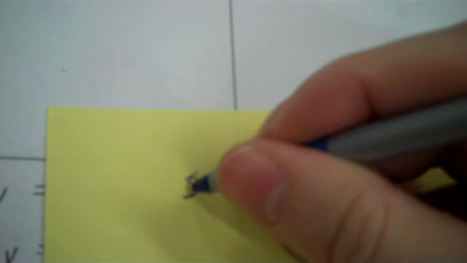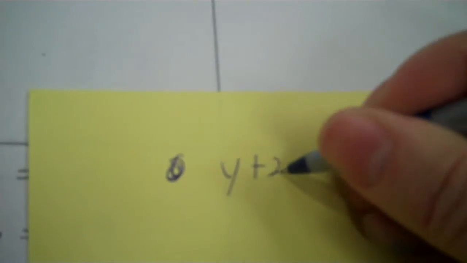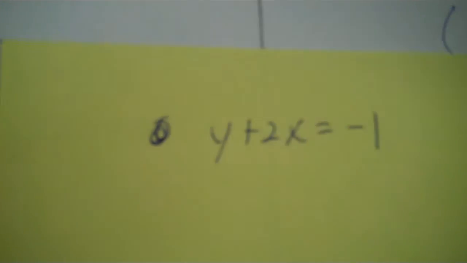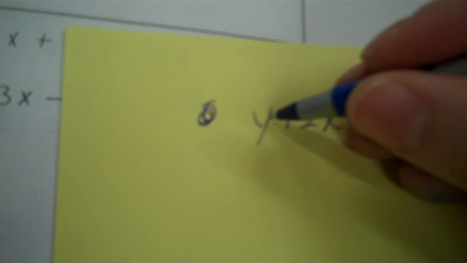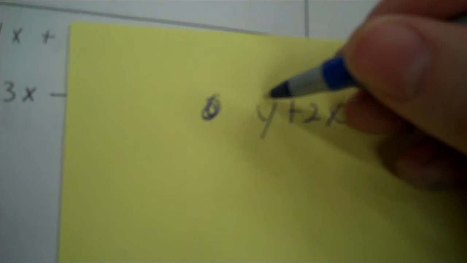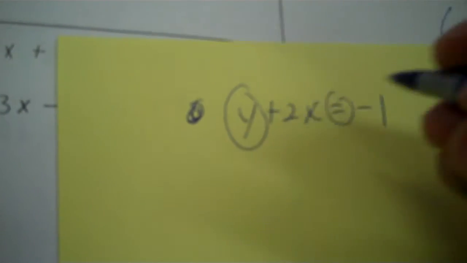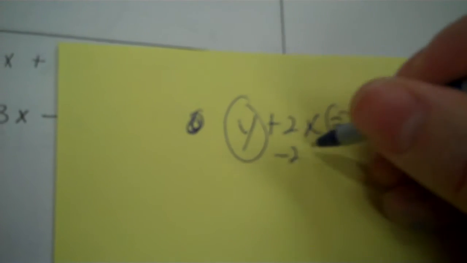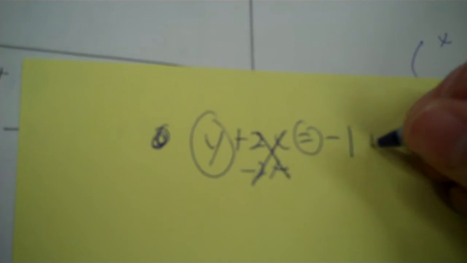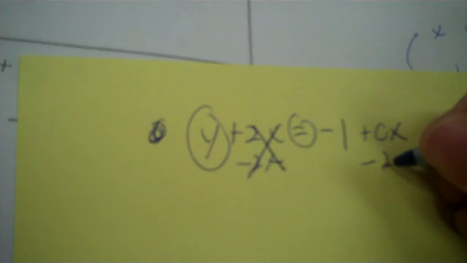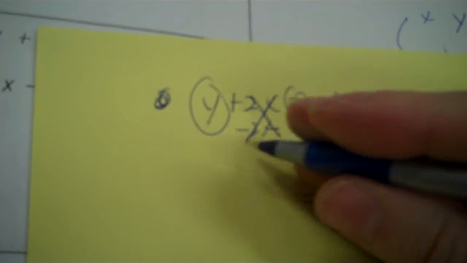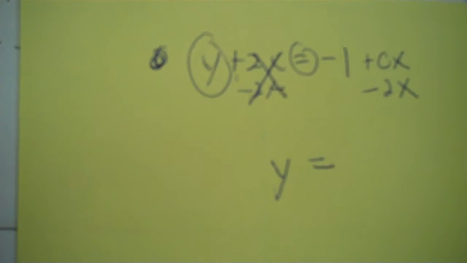Okay, so y plus 2x equals negative 1. Now pick one of the letters to circle, it doesn't matter which one. Okay, I would circle the y because at least that doesn't have a number connected to the front. So you got to get rid of what's outside, minus 2x. You put a 0x and you minus 2x there. So that gives me y. I won't have to divide because it doesn't have anything in front of it.